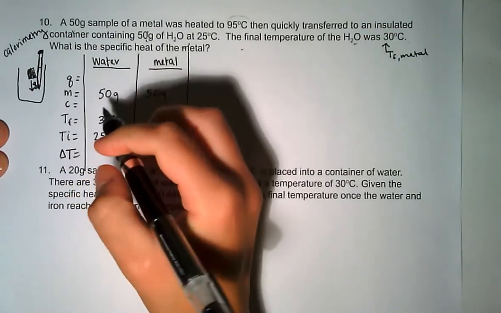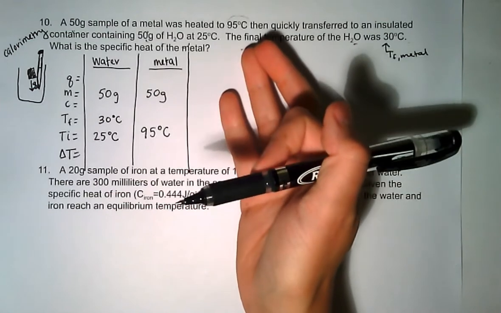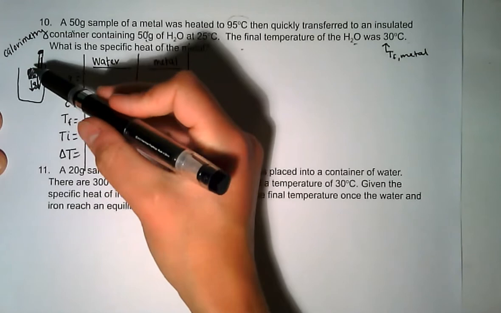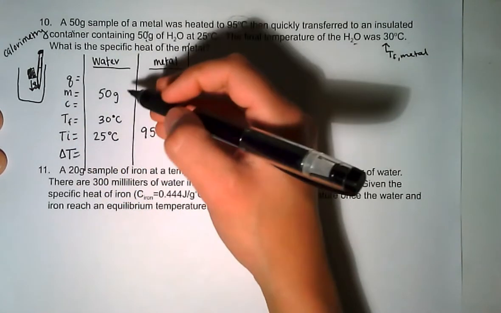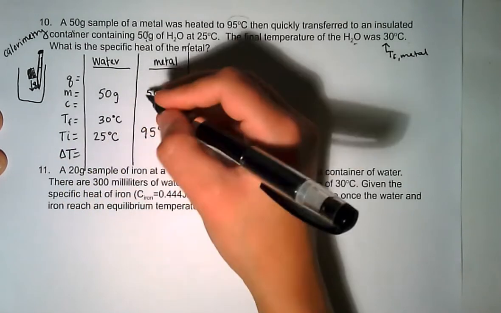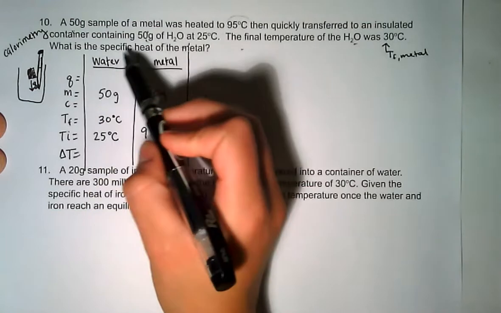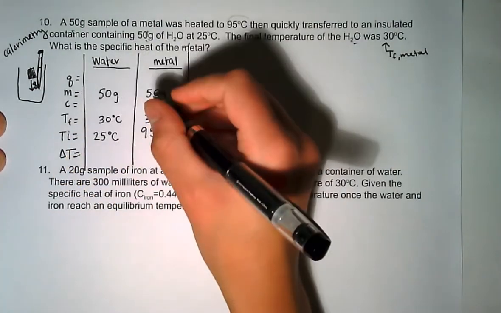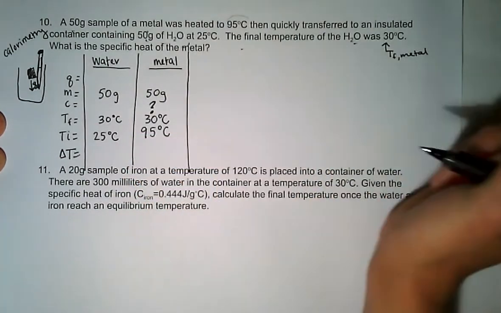So I know that's my final temperature of the water, but I also know that the metal is going to have an equivalent final temperature, because heat is going to continue to be transferred from the metal to the water until they reach the same temperature. So that final temperature is also the final temperature of the metal. What is the specific heat of the metal? So we know the problem is asking us to find C of our metal. So I'm going to put a question mark there, because that's what we're trying to solve for.